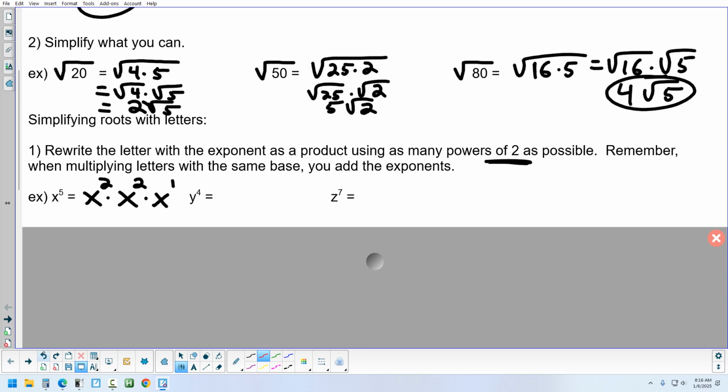All right. Let's try y to the 4th. Anyone think they can tell me how I would break up y to the 4th? Using as many powers of 2 as I can, and then maybe a power of 1 if there's anything left over.